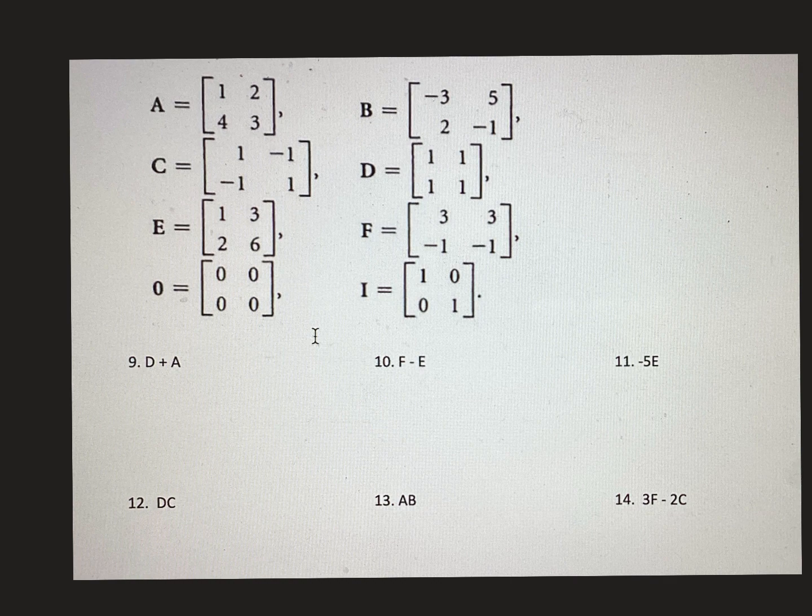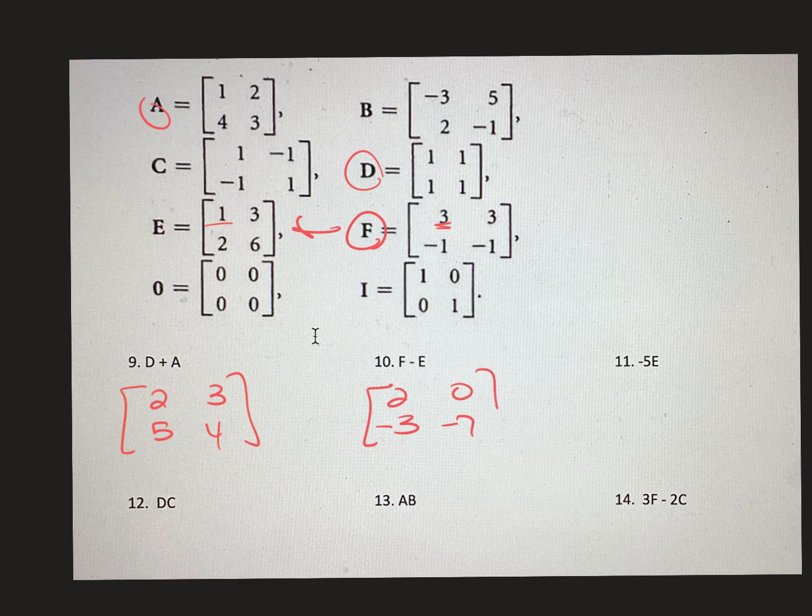All right, a bunch of matrix operations here. Number 9 says D plus A. That's adding this one and this one. And you just add straight across. 1 plus 1 is 2. 1 plus 2 is 3. 1 plus 4 is 5. 1 plus 3 is 4. Don't have to write that one down, really. Number 10, F minus C. So I'm doing this one first minus that one. The order's important there. So I'm going 3 minus the 1, which is 2. 3 minus 3 is 0. Negative 1 minus 2 is negative 3. And negative 1 minus 6 is negative 7.